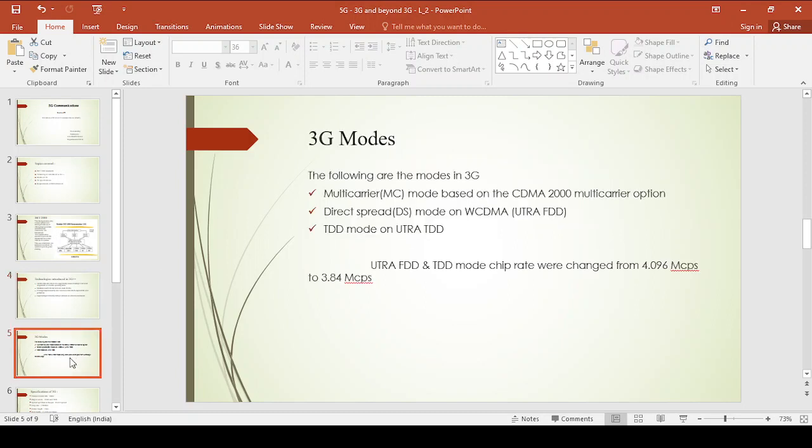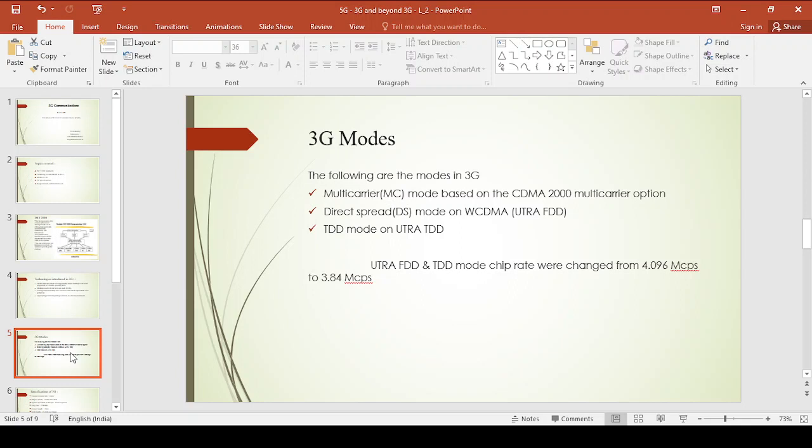Now coming to the next slide, we will see the modes of 3G. What are the different modes that 3G operates in, we will see in this slide. The first one is that it may operate in multi-carrier mode. It may operate not only in single carrier; there was also a proposal made by one of the countries, but the final conclusion made from those proposals is that it operates in multi-carrier mode based on the CDMA 2000 multi-carrier option.